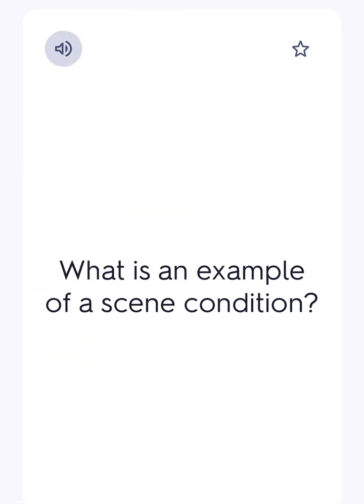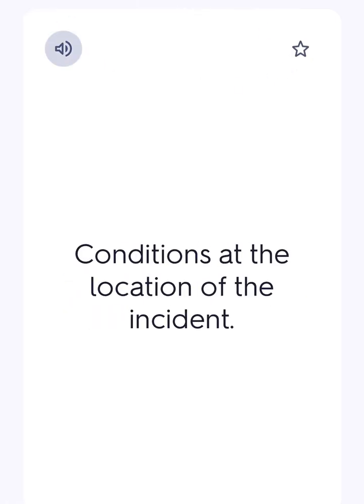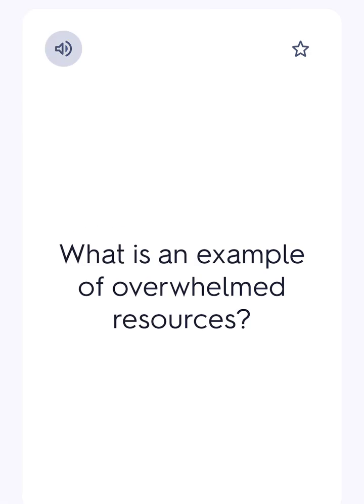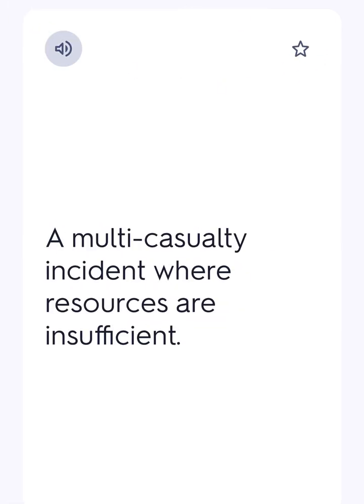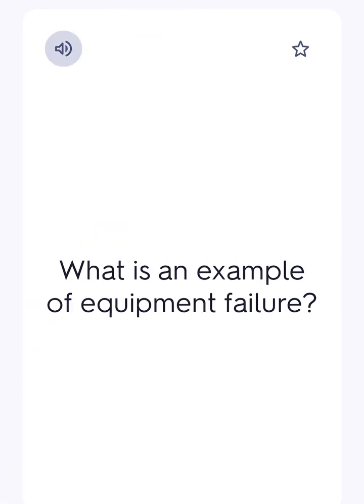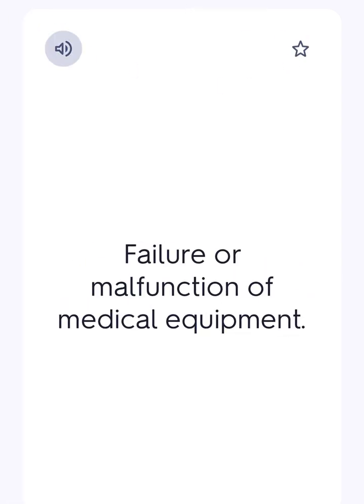What is an example of a scene condition? Conditions at the location of the incident. What is an example of overwhelmed resources? A multi-casualty incident where resources are insufficient. What is an example of equipment failure? Failure or malfunction of medical equipment.